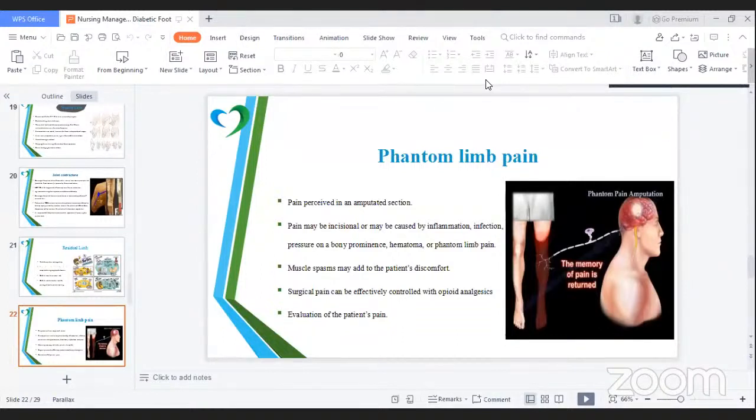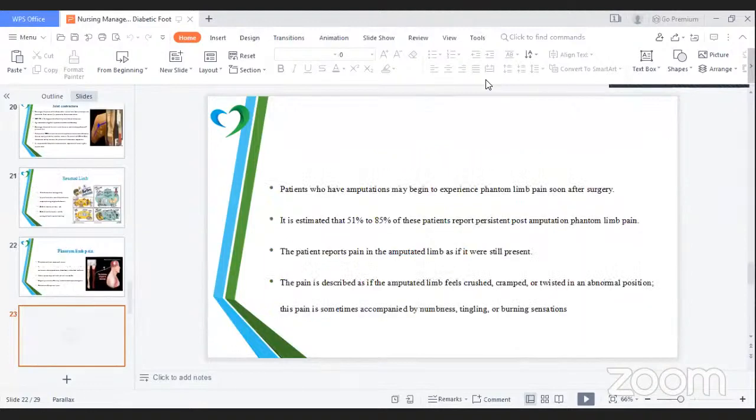Pain may be incisional or may be caused by inflammation, infection, or pressure. Muscle spasm may add to the patient's discomfort. Surgical pain can be effectively controlled with opioid analgesics. Evaluation of the pain is the most important nursing role at this time.